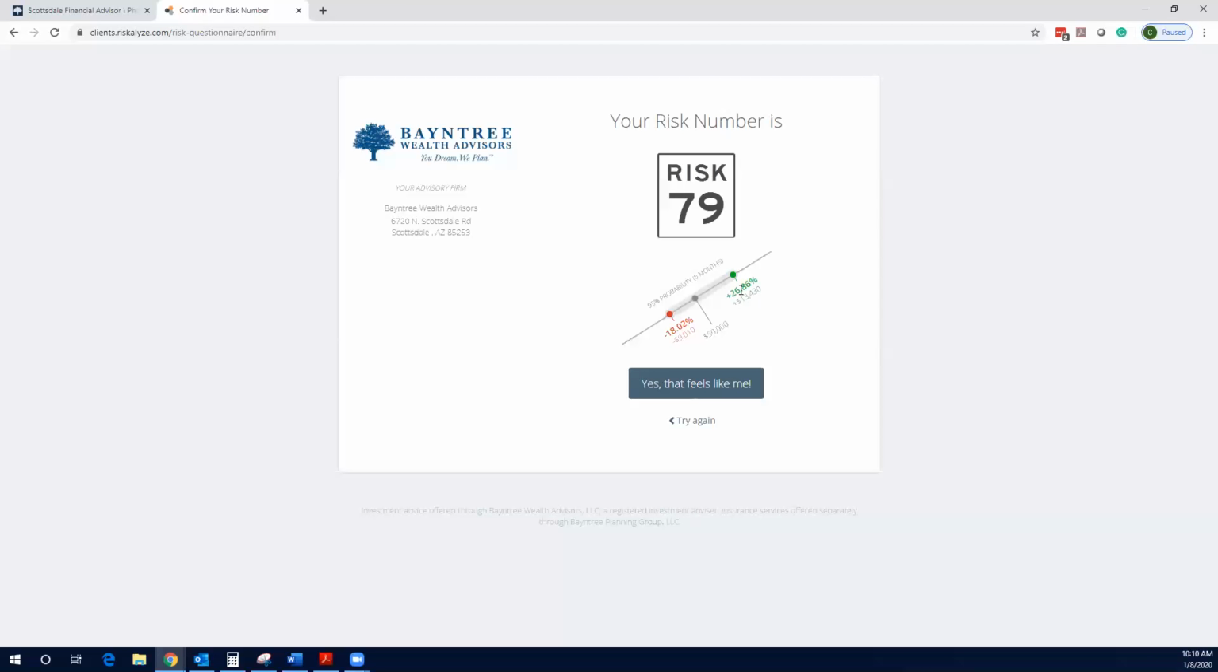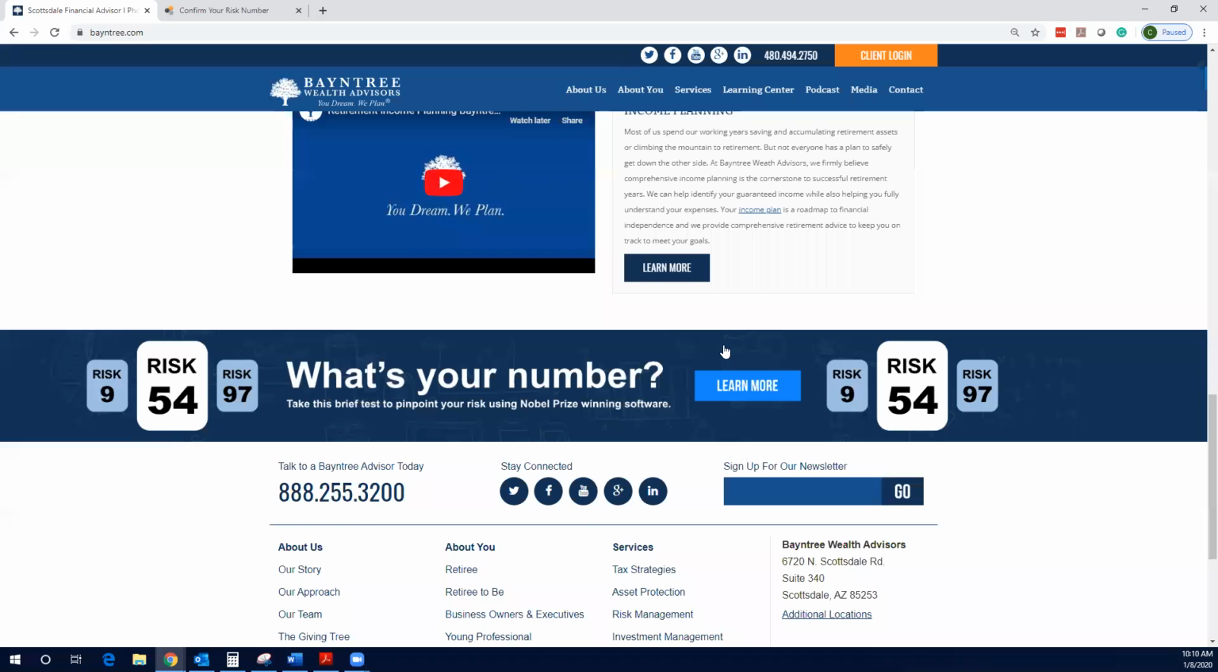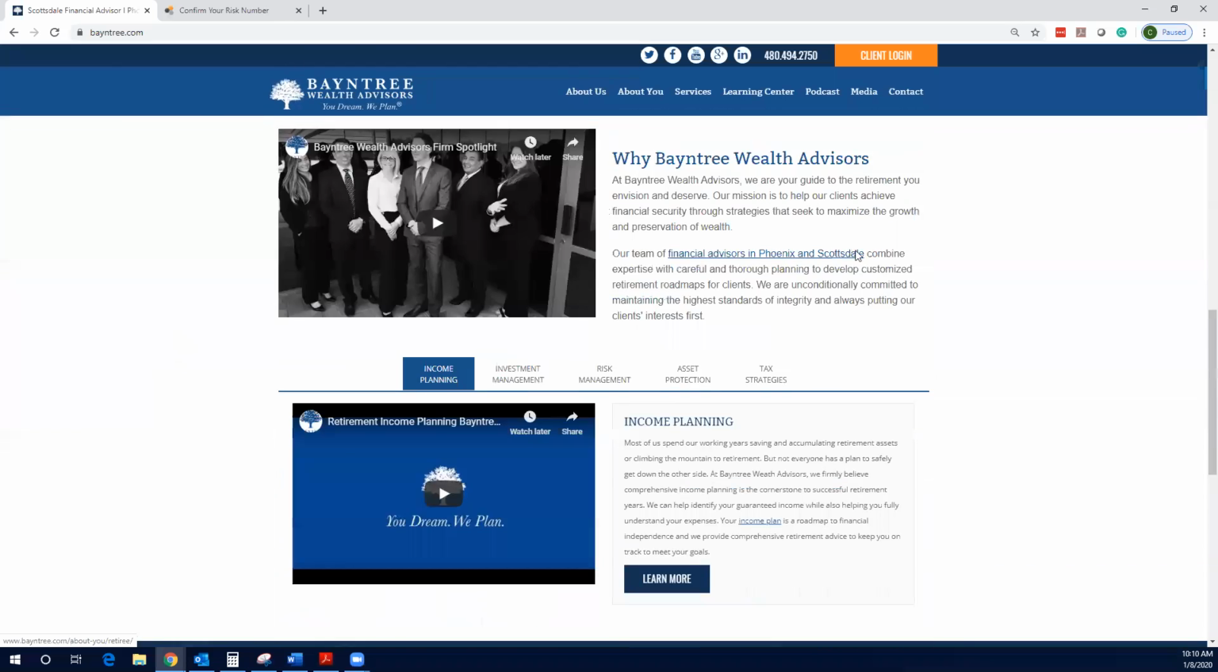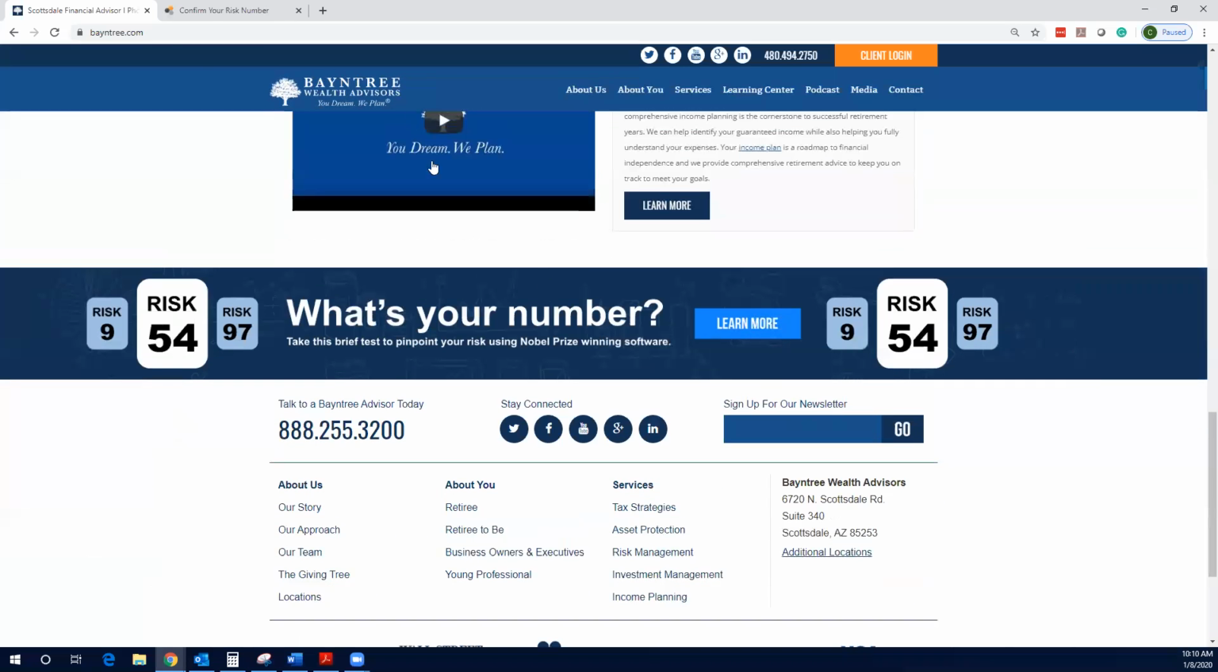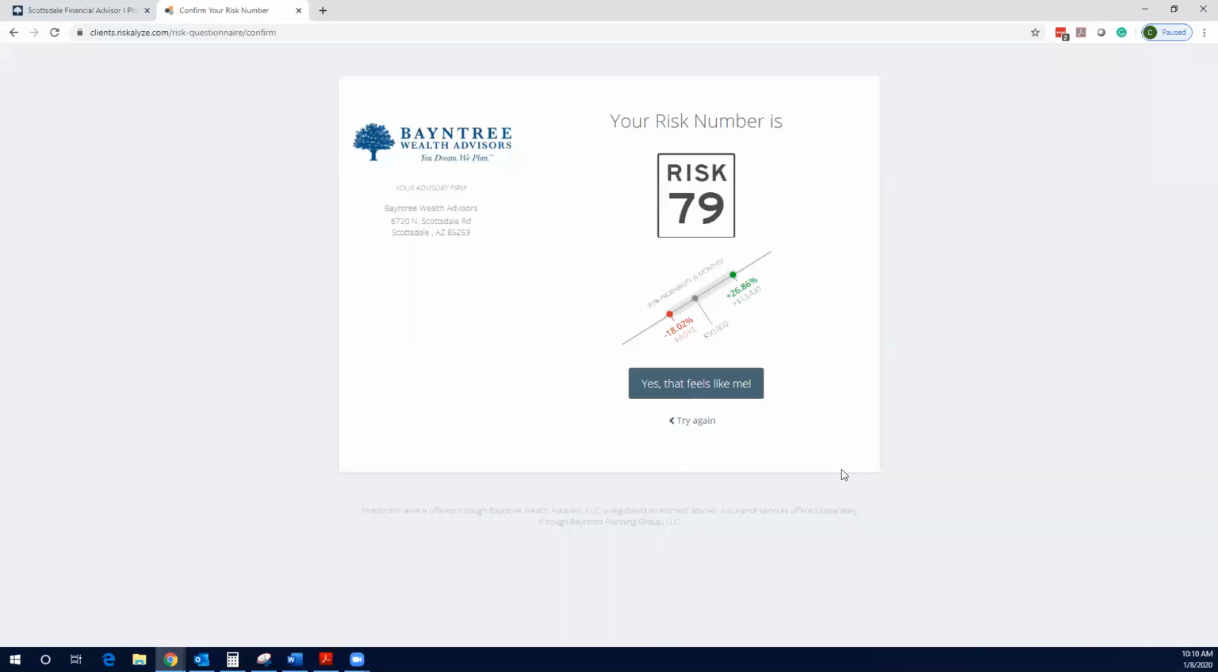So if you head to our website, again, if you go to our Bayntree website, Bayntree.com, and you go down to this Riskalyze tool here, you can go through this very brief exercise yourself to determine your risk number. And then from there, you could reach out to myself or any of the other advisors on our team here to get some advice and recommendations on how to make sure your money and your investments are actually in line with this risk number that you've produced here.